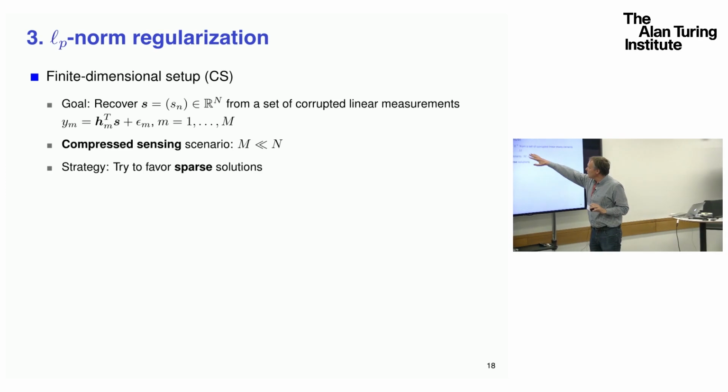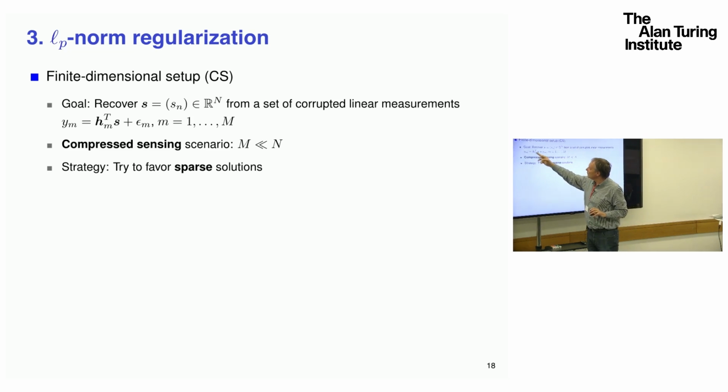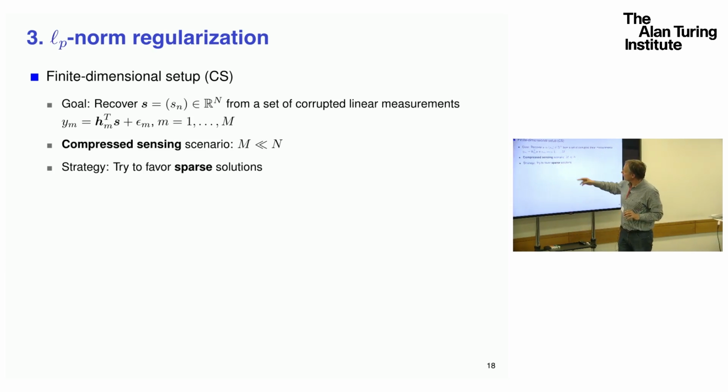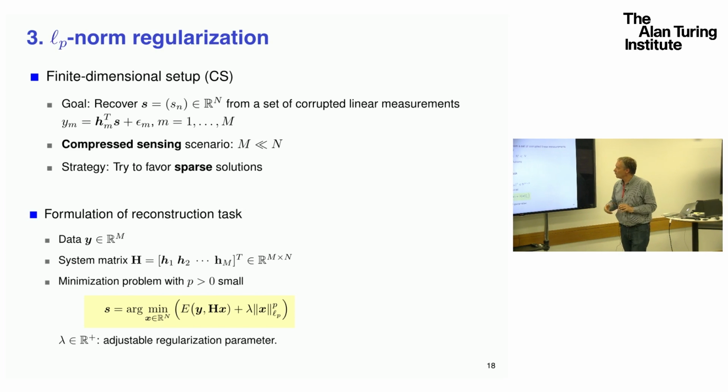Okay, now the goal here is to recover a signal of size n, given some measurements. The measurements are linear, so they are linear functions, and possibly corrupted by noise. In the compressed sensing scenario, we're looking at the case where the number of measurements is less than n. So can we recover? We know yes, but we have to favor sparse solutions.